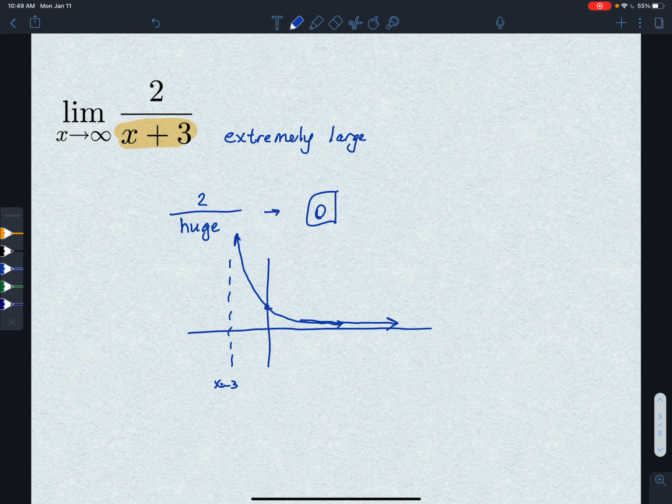So in another video, we'll look at what happens when the numerator and denominator both have variables in them. It gets a little interesting, so make sure to stay tuned for that.